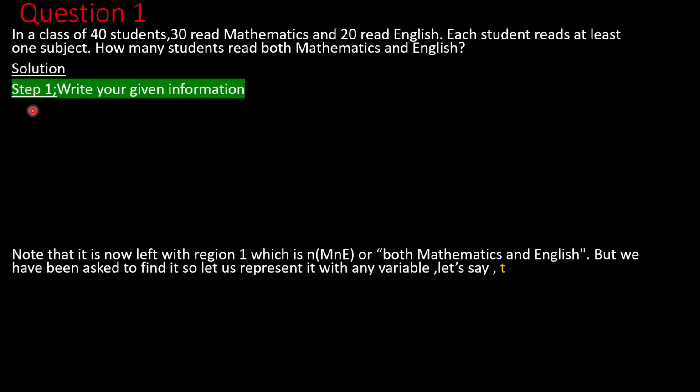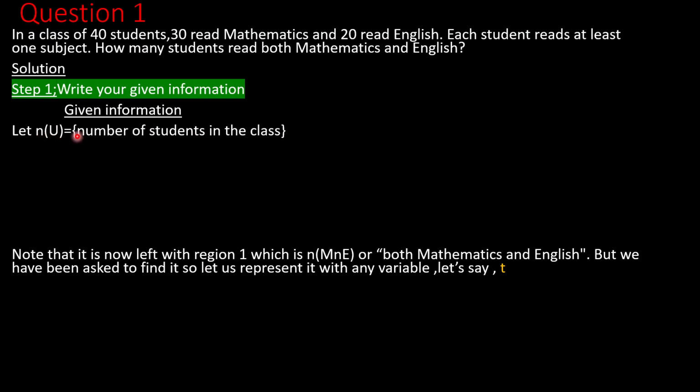As step one, write your given information. When you are given a Venn diagram question or a two-stage problem question, your first step is to write the title, given information, underline it, and write the clues in the question. So write given information and neatly underline it. Let's start. Write: let n(U), the union or total, be equal to the number of students in the class. There are 40 students in the class, so n(U) equals 40.